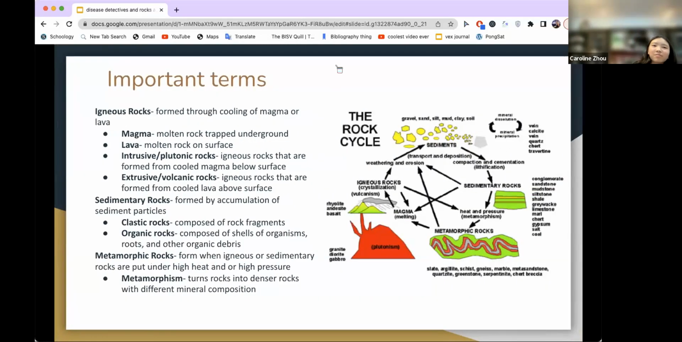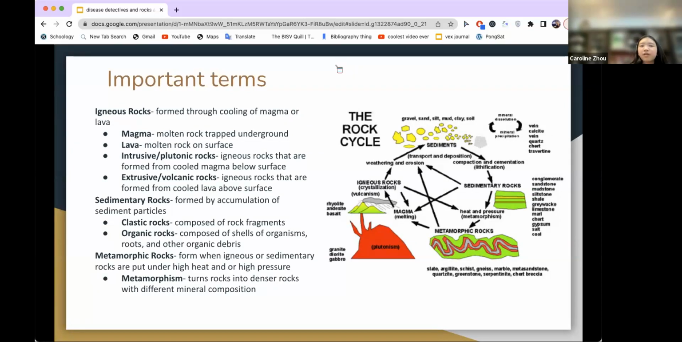Okay, so here are some important terms. There are 3 main types of rocks. Igneous rocks are formed through the cooling of magma or lava. Magma is molten rock trapped underground, and lava is molten rock on the surface of the earth. Intrusive or plutonic rocks are formed when magma cools beneath the surface, and extrusive or volcanic rocks are made when lava cools above the surface. So they're both made from molten rock cooling.